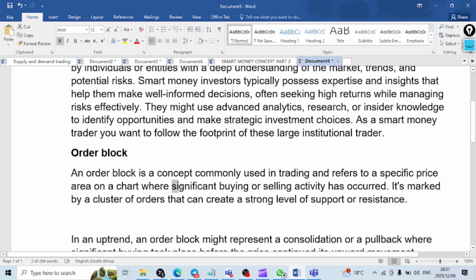You observe on your chart where we have significant buying or selling activities. So that's why this theory of order blocks is more effective or more relevant. They are trying to identify where on the chart there's been significant buying or selling activities that has occurred. It's marked by clusters of orders that create a strong level of support and resistance.